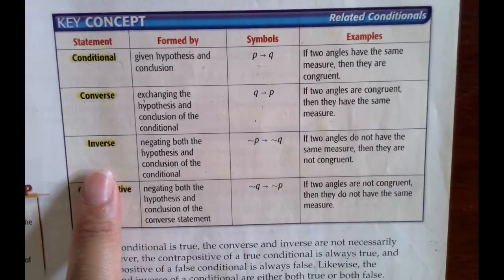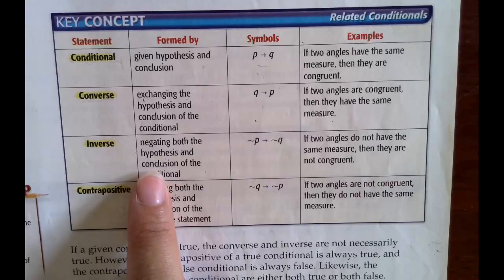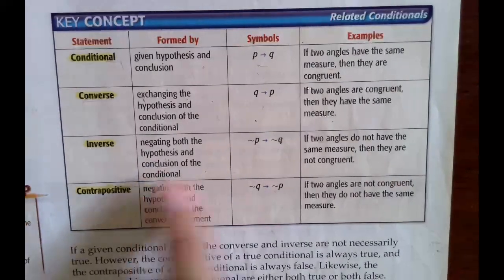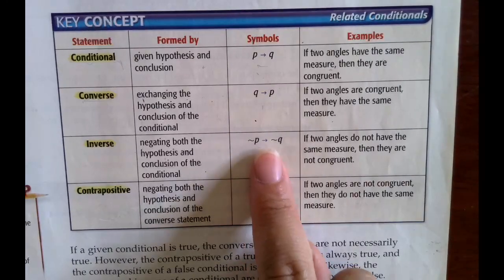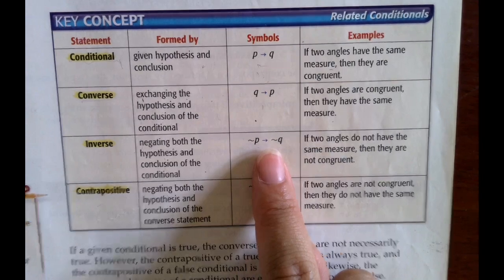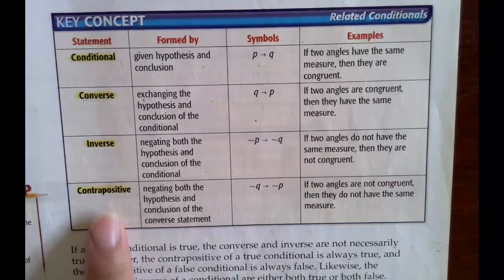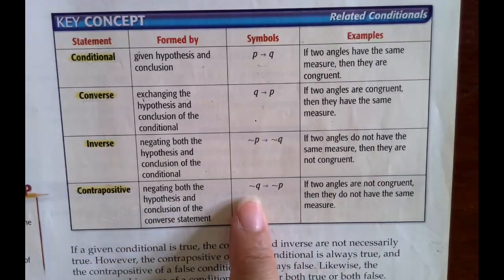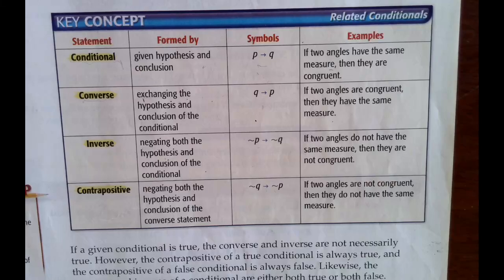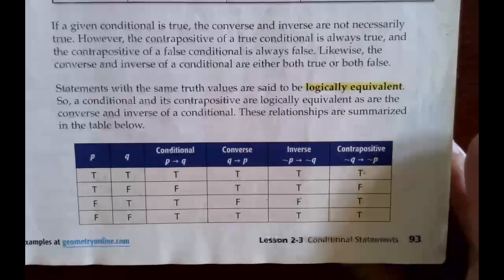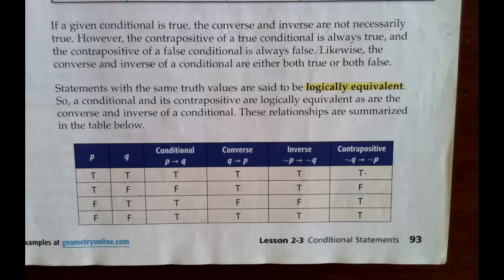We get the inverse by negating both of them, okay? Both the hypothesis and the conclusion of the conditional, right? So then it changes to if not P, then not Q, okay? And then the contrapositive negates both of them and flips their order. It would be if not Q, then not P, okay? And then at the bottom, you'll see the truth tables for it, of how we know when one thing or another is true.